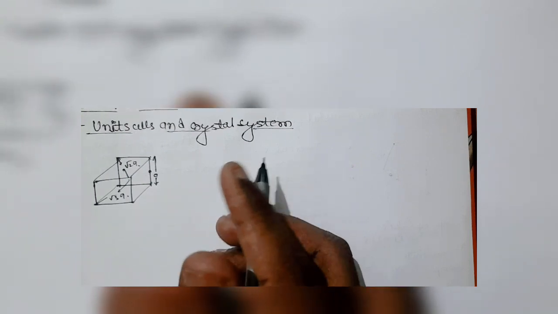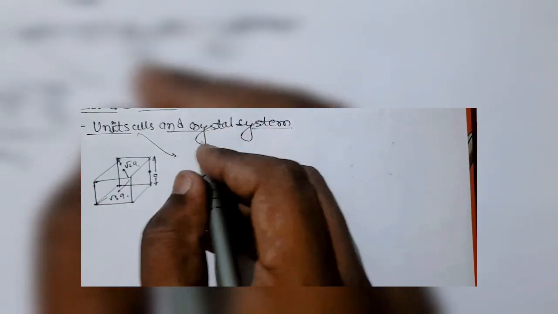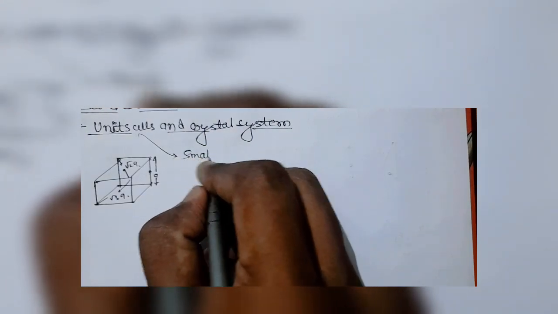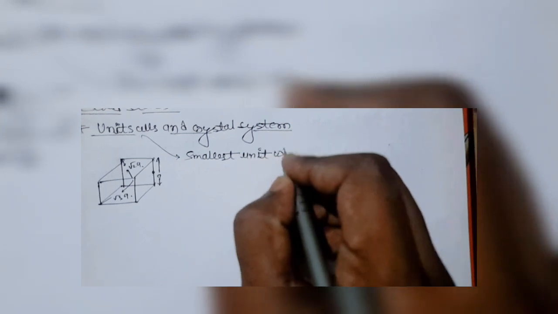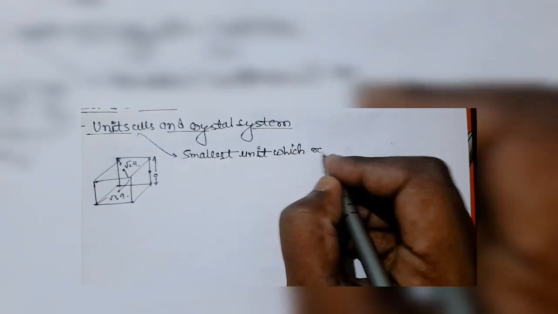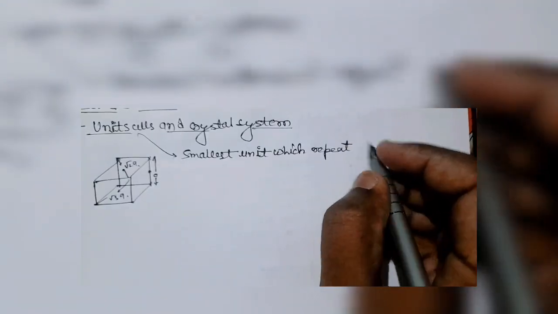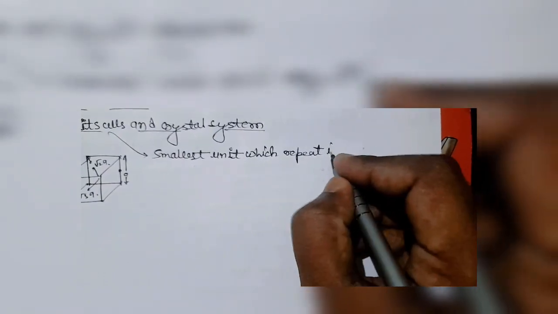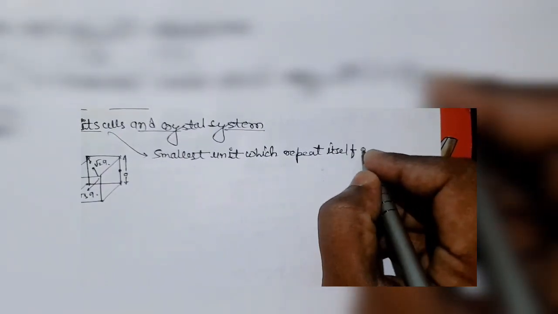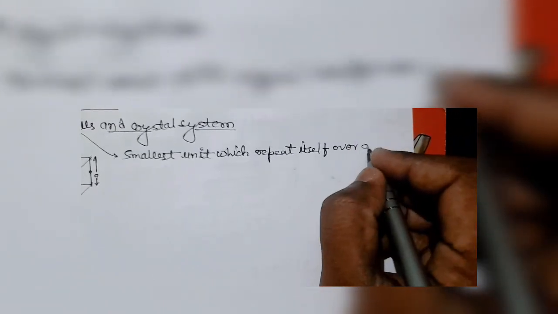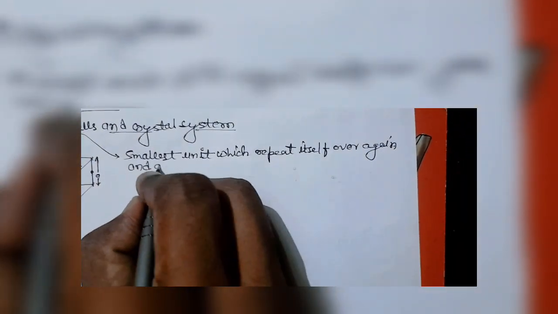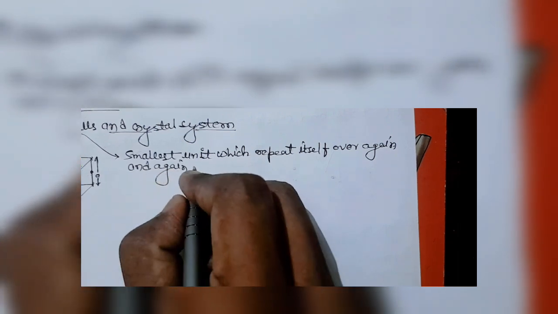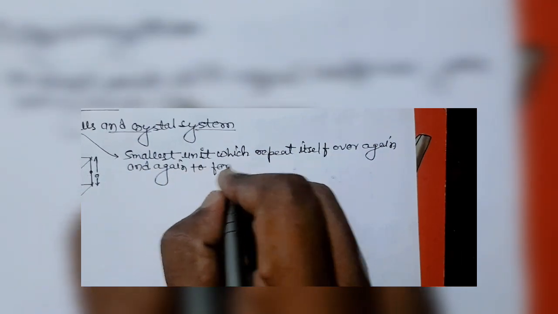As we come to the unit cell, what is the unit cell? Unit cell is the smallest unit which repeats itself over and over again to form a lattice.